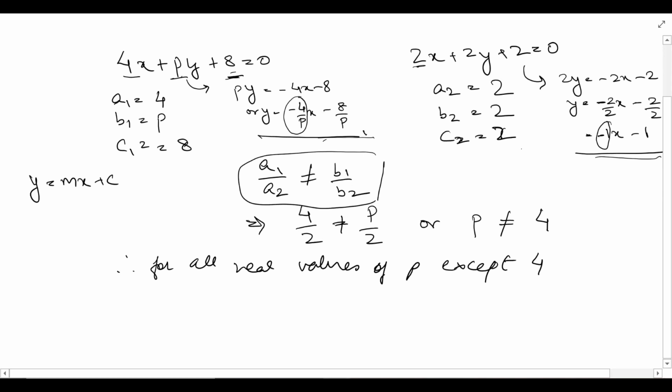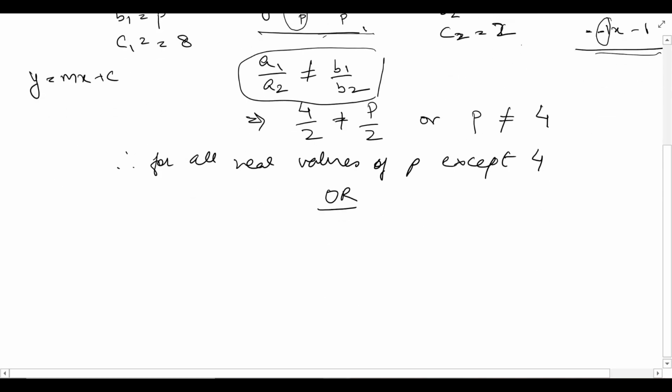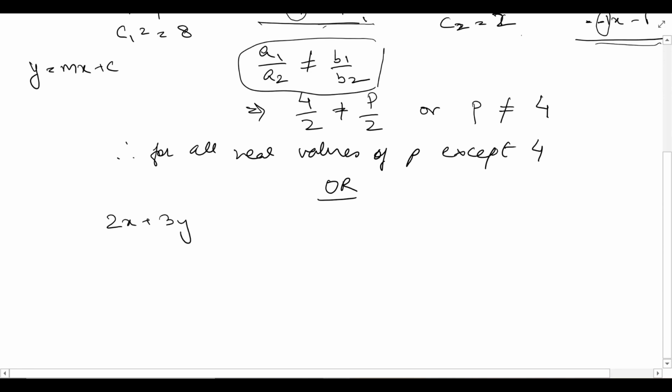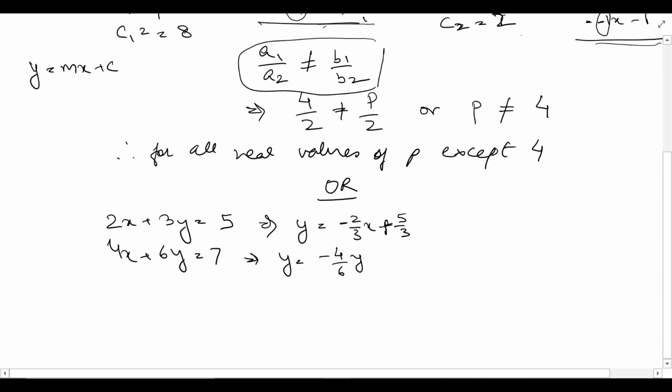So here let's try a different method. 2x plus 3y equal to 5 and 4x plus 6y equal to 7. So let's bring it in this form. So y is equal to minus 2 by 3 x plus 5 by 3, and here y is equal to minus 4 by 6 x plus 7 by 6.